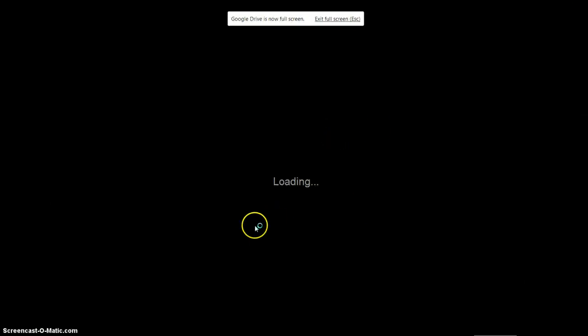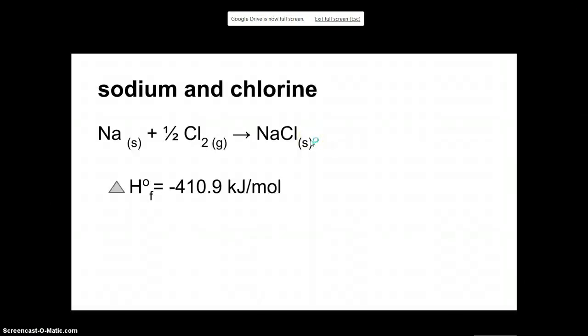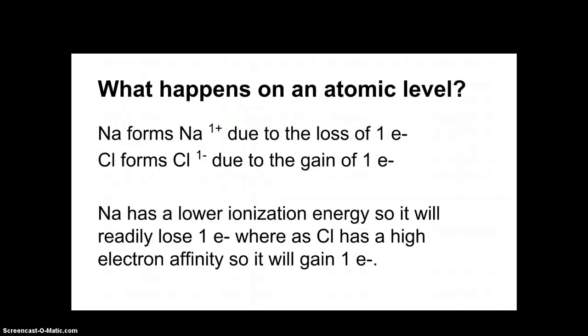And so let's talk about what's going on at the atomic level between sodium and chlorine. So we know this already. We know that sodium is going to form a sodium 1+ ion. We know it's going to lose 1 electron. We know chlorine is going to form a 1- ion. We know it's going to gain an electron. And that can just be seen on the periodic table.